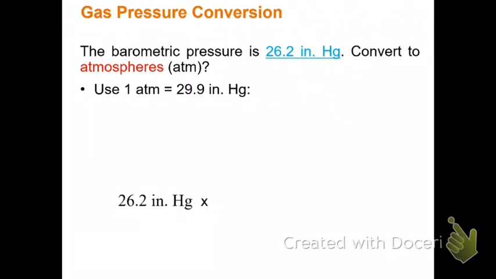The equivalence factor here is 1 atmosphere equals 29.9 inches of mercury. You want to multiply by the equivalence factor by putting inches of mercury in the denominator, and the atmosphere up top, 1 atmosphere. Now you see how the units would cancel. Inches of mercury cancels, and we get the unit that we want, which is atmosphere. Plugging this into the calculator, 26.2 times 1 divided by 29.9 gives us 0.876 atmosphere.